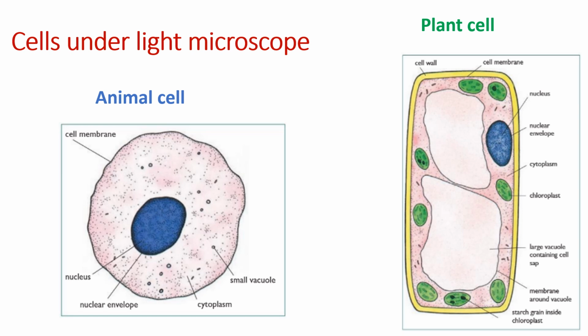This is how we can see an animal cell and a plant cell under the light microscope. Some of the structures are common to both cells. For example, cell membrane, cytoplasm, nucleus, ribosomes, and mitochondria are found in both plant cell and animal cell. Some structures are found only in plant cells. They are the cell wall, chloroplasts, and the large vacuole. Now we will see their structures and functions in detail.